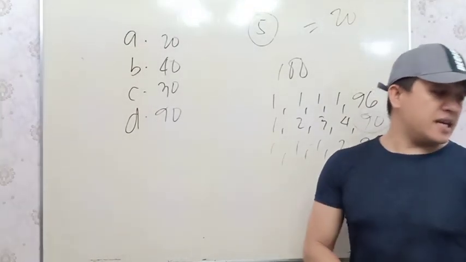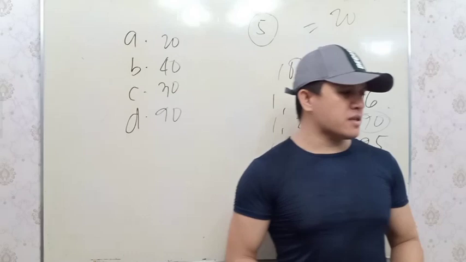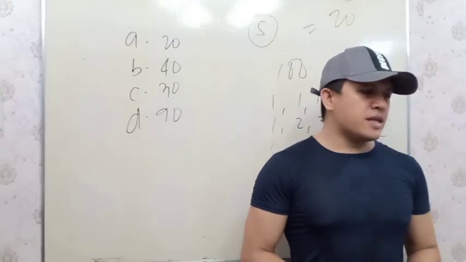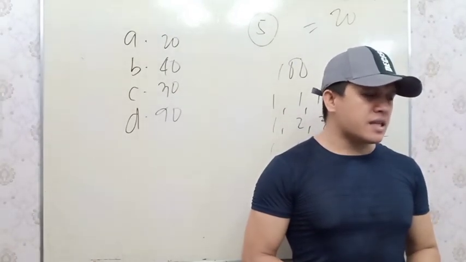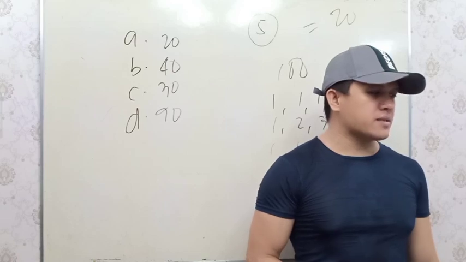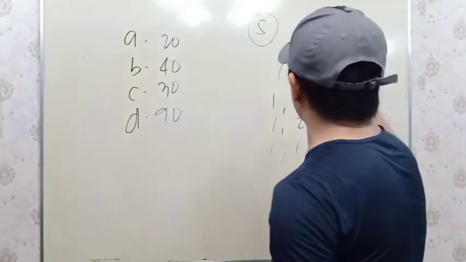3 brothers inherited a cash amount of 62,000, and they divided it among themselves in the ratio of 5:4:1. So how much more is the largest share than the smallest share? Okay, there you go.